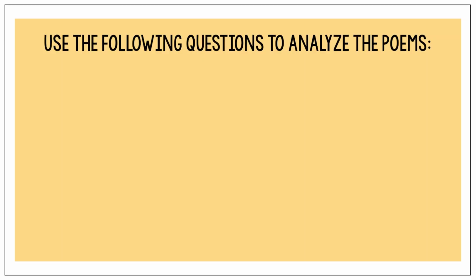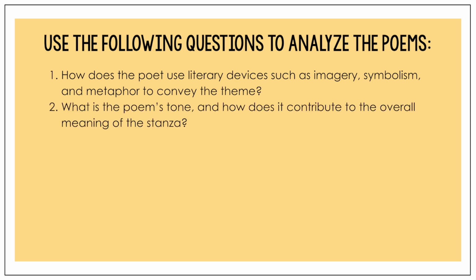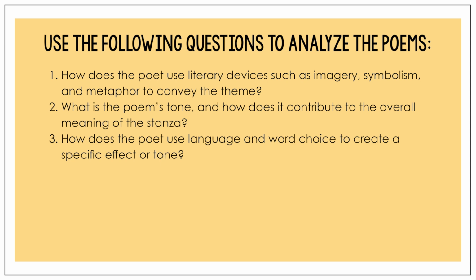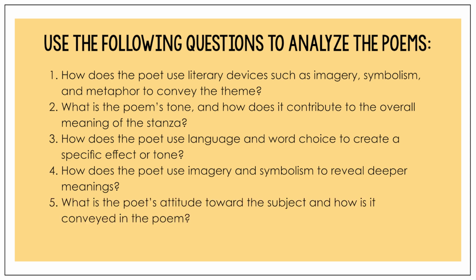So as students walk around the room, they can use the following questions to help them analyze the poem. So number 1, and again, take a screenshot of this. Number 1, how does the poet use literary devices such as imagery, symbolism, and metaphor to convey the theme? Number 2, what is the poem's tone and how does it contribute to the overall meaning of the stanza? Number 3, how does the poet use language and word choice to create a specific effect or tone? 4, how does the poet use imagery and symbolism to reveal deeper meanings? And 5, what is the poet's attitude toward the subject and how is it conveyed in the poem?